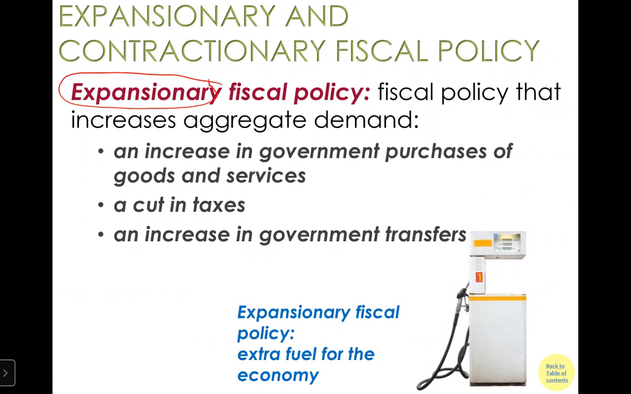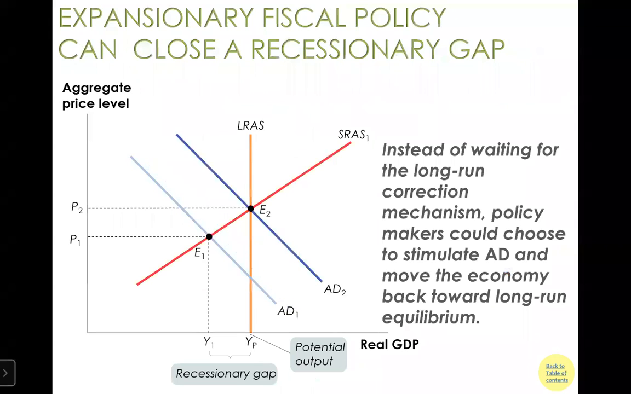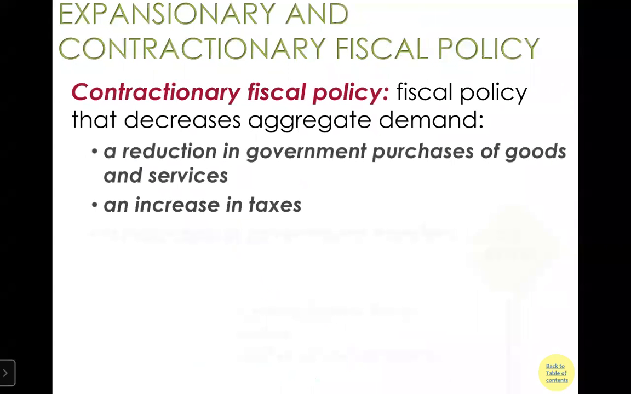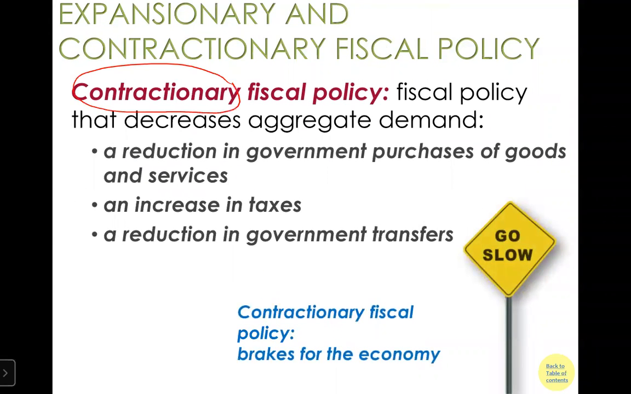So the expansionary fiscal policy is used to boost economic activity, right? You can think of that as adding extra fuel for the economy. On the other hand, we have contractionary fiscal policy. The contractionary fiscal policy is trying to slow down the economy. So you can think about it as pressing the brakes for the economy, right?